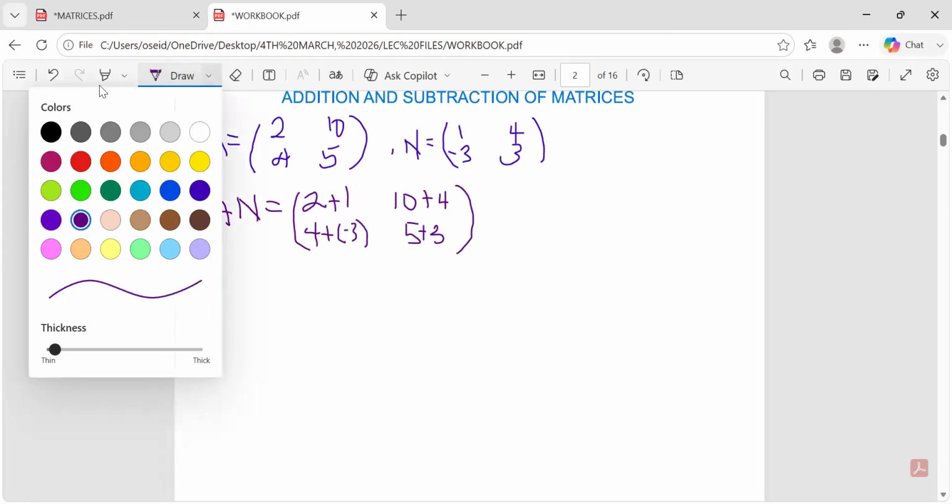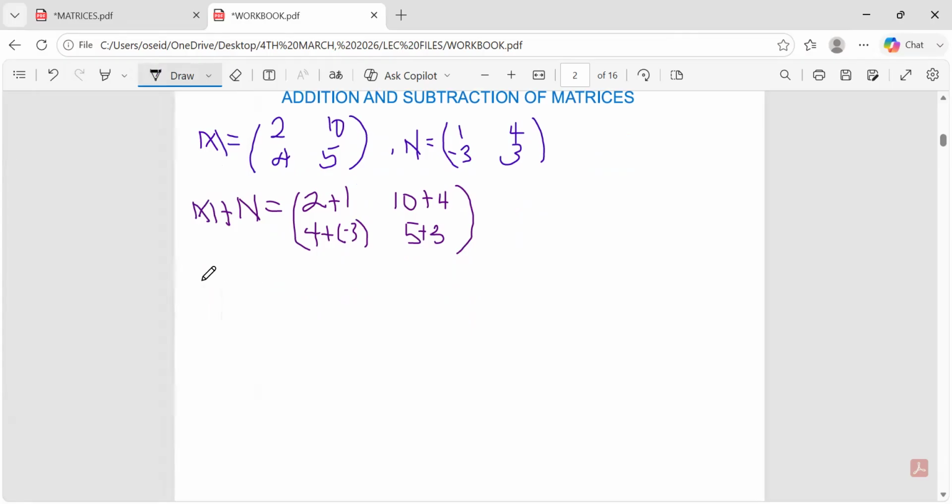So we see that M plus N will be equal to 3. 4 minus 3 is what? 1. Then 10 plus 4 is 14. Then 5 plus 3 is 8. So M plus N will be equal to 3, 14, 1, and 8.